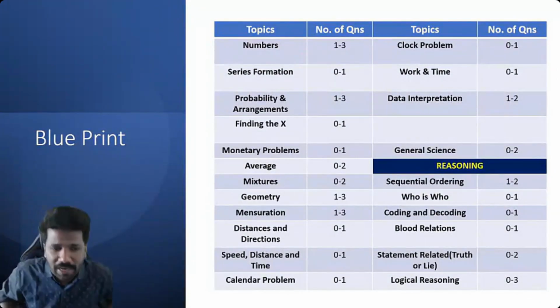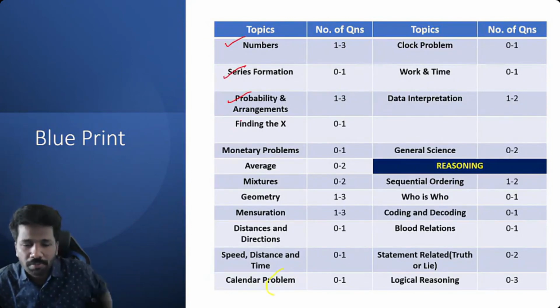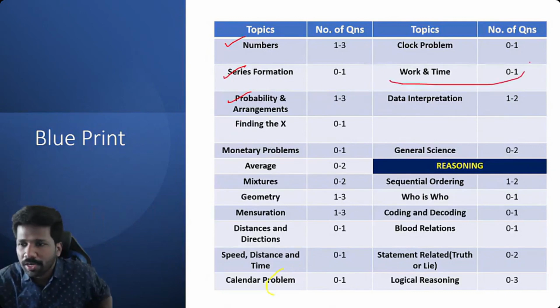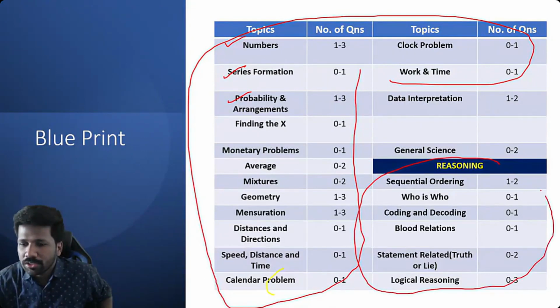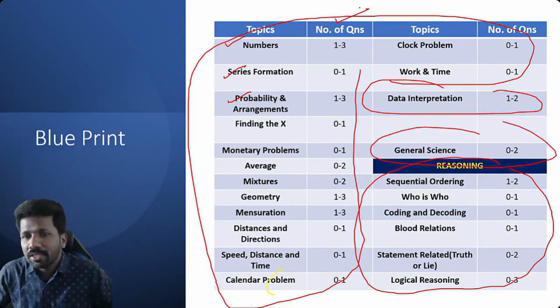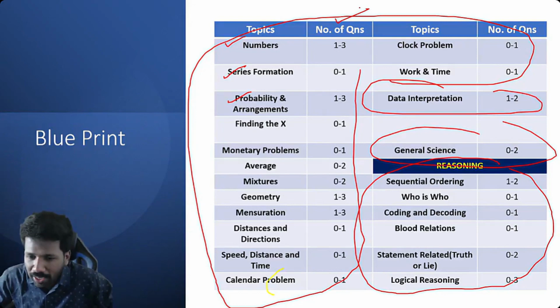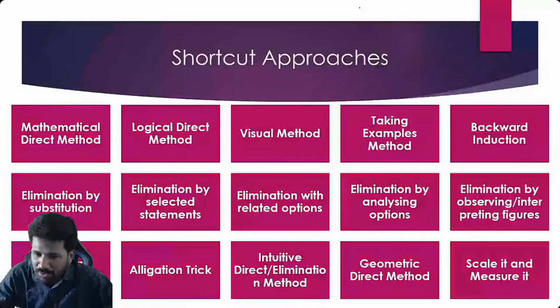So these are the different chapters. Quantitative aptitude chapters are the first few chapters: numbers, series formation, probability, arrangement, up to work and time, all these are quantitative aptitude chapters. And these are the reasoning chapters, data interpretation and general science. The number of questions is as per the last few years' previous year question papers. This is the number of questions you can expect. Again, that is not strict. They can make changes in that pattern also, but more or less this is the pattern that CSIR has followed in previous years.